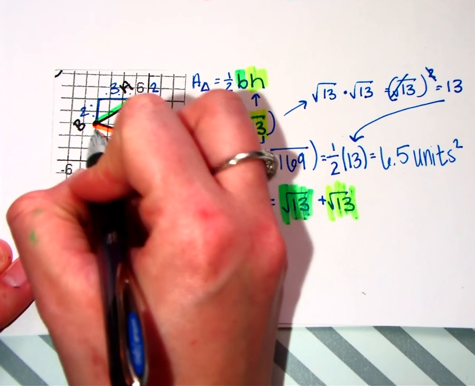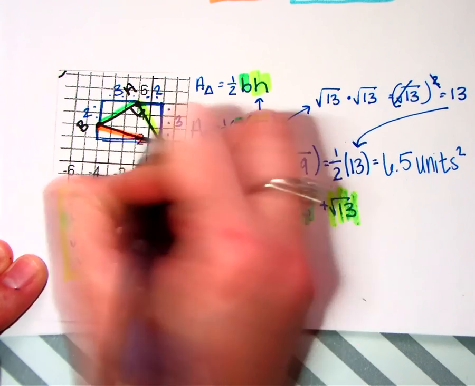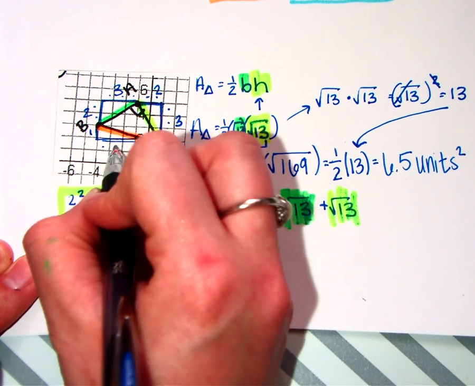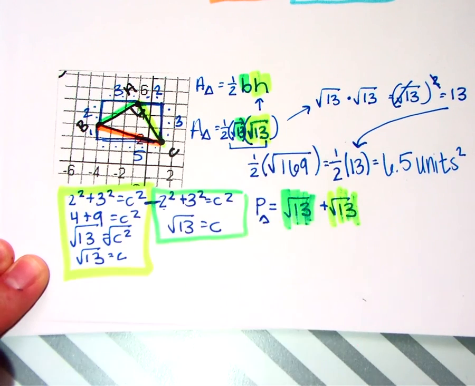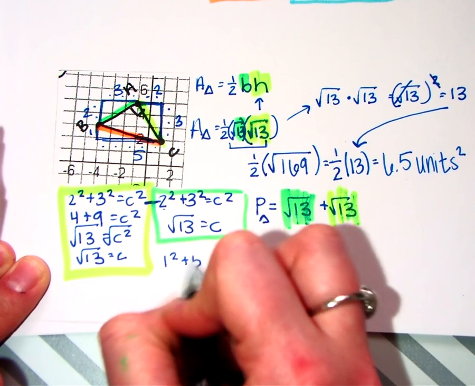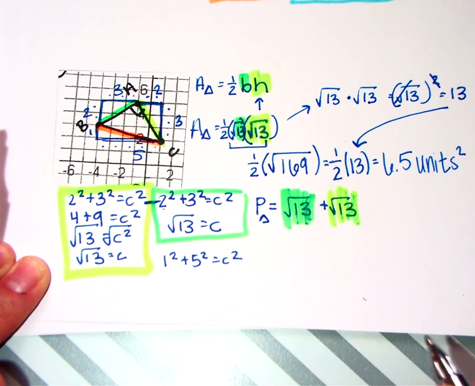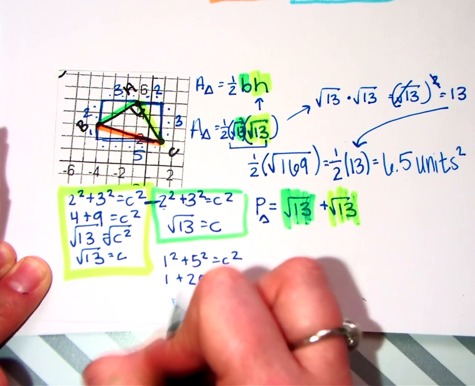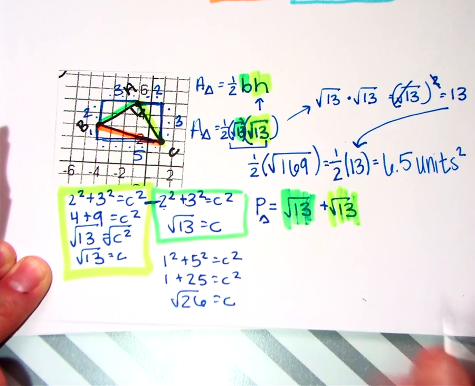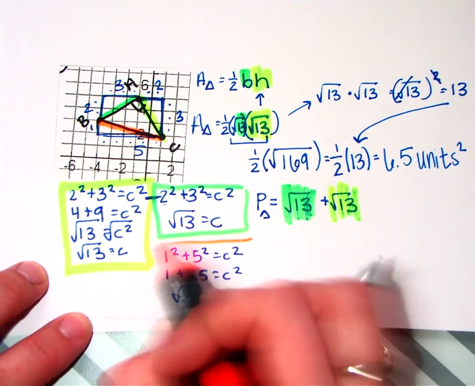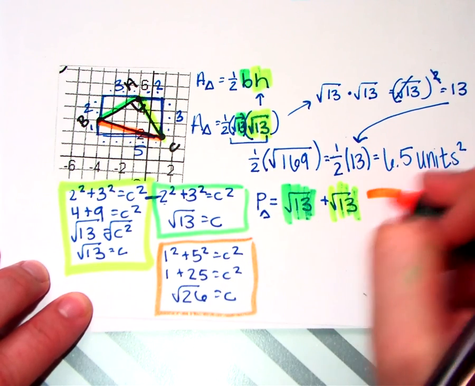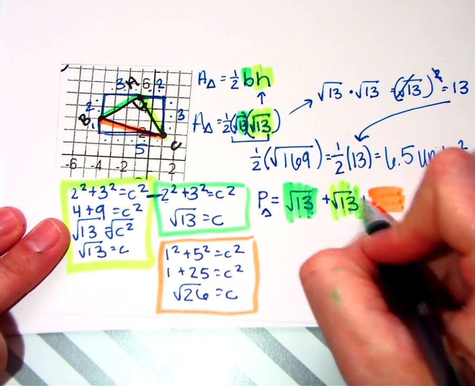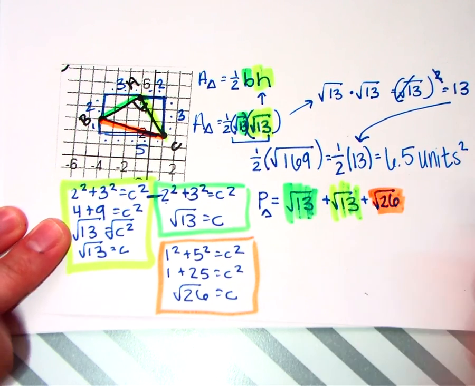I'm going to go ahead and draw my right triangle. So this is a 1 by 1, 2, 3, 4, 5. A 1 by 5. 1 squared plus 5 squared equals c squared. 1 plus 25 is c squared, and I'm going to end up with the square root of 26. So I'm going to go ahead and add the square root of 26 into my perimeter.